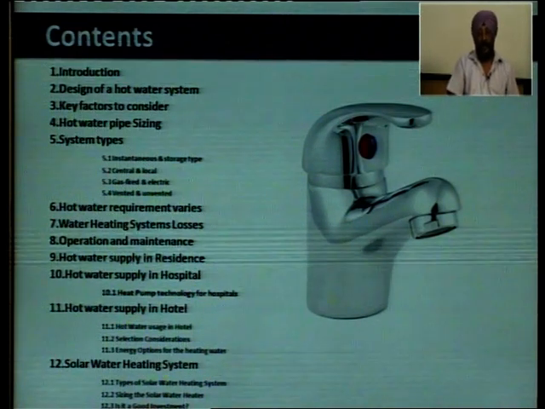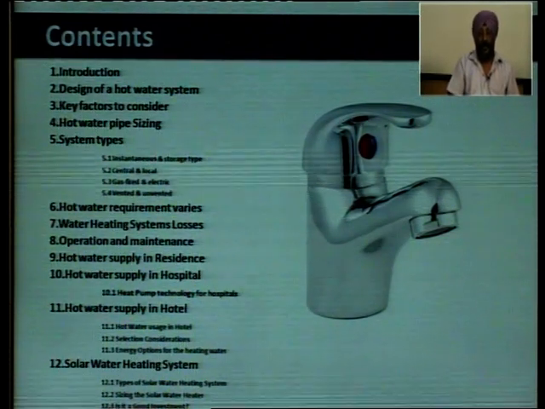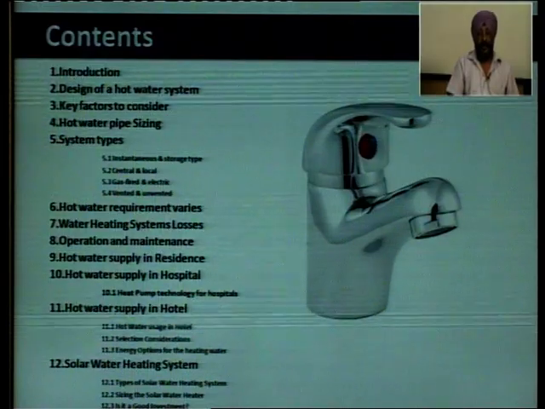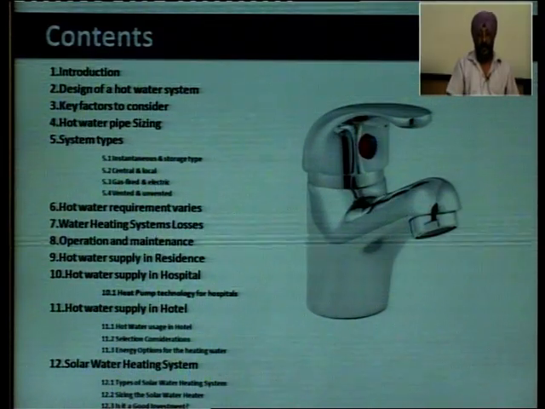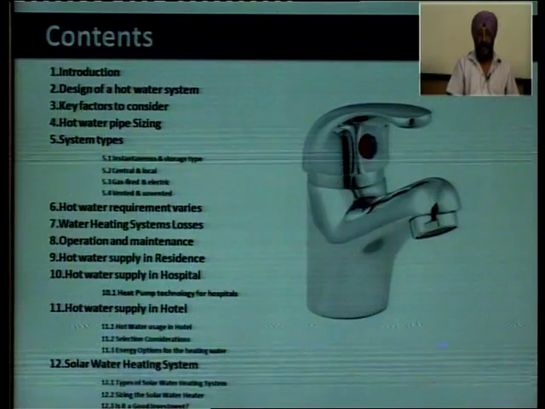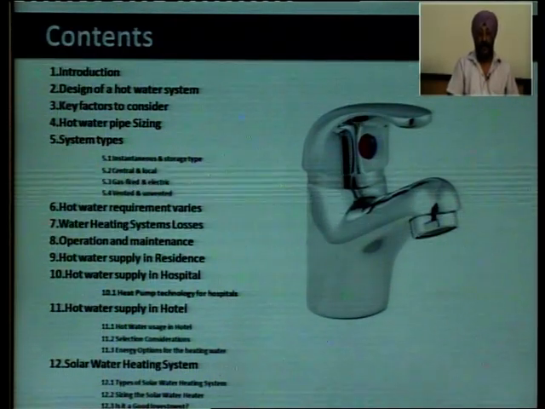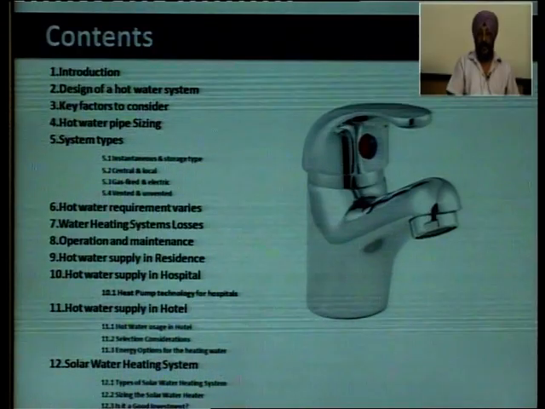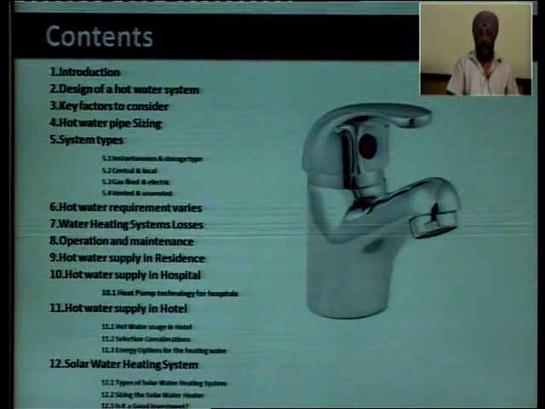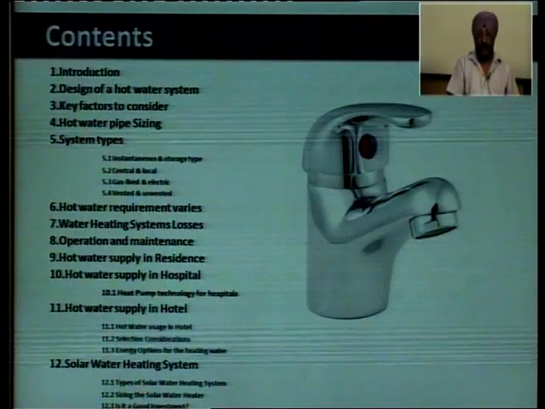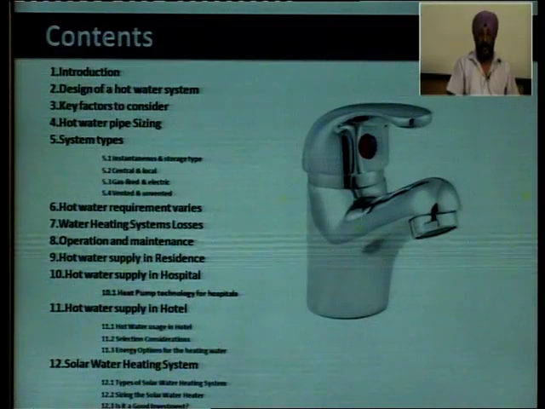In case you have a normal water heater like in a residence, there the temperature drop or the system loss will be minuscule, but in case of a big building like a hotel or a building like a hospital where you need 24-hour supply of hot water, there it is very important to minimize the losses at the production level and at the utility level.